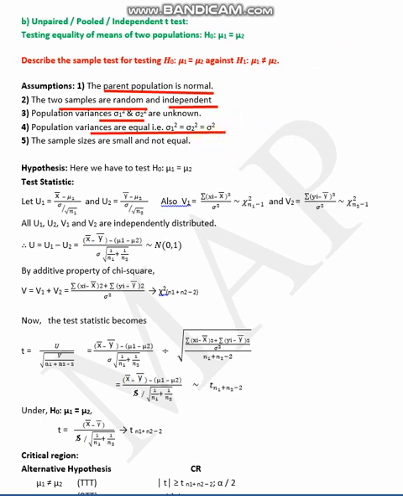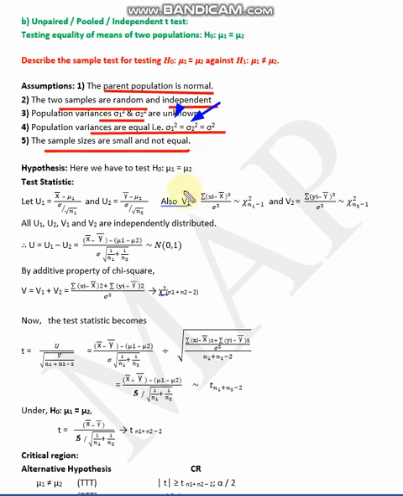What is sigma 1 square? Sigma 1 square is the variance of the first population. Sigma 2 square is the variance of the second population. And one more important thing is that the sample sizes are small and they are not equal.